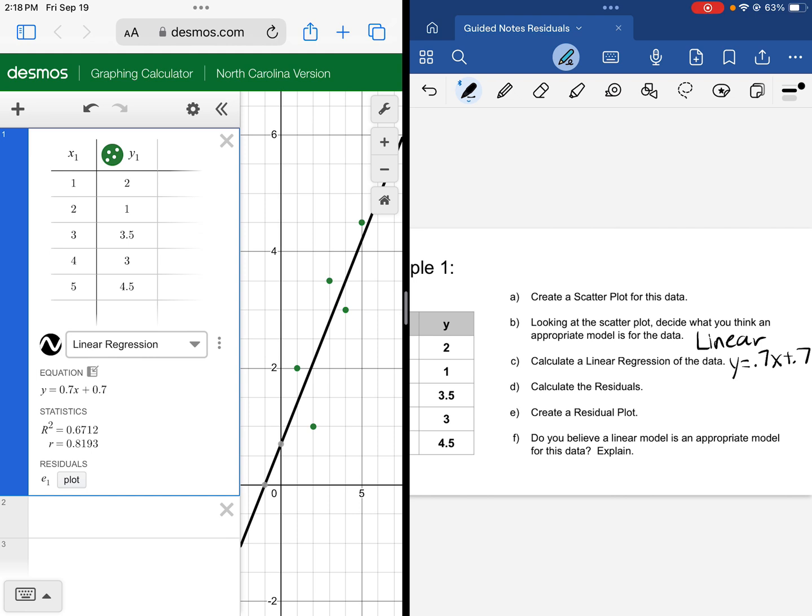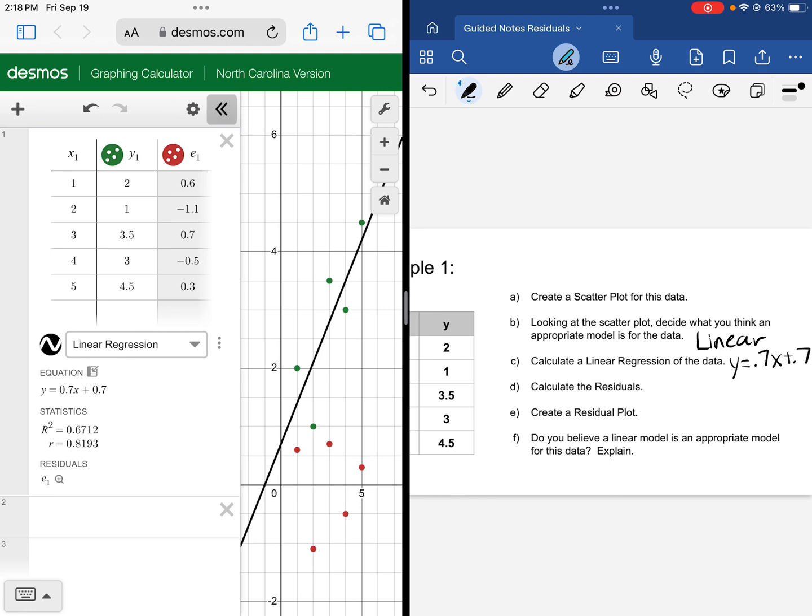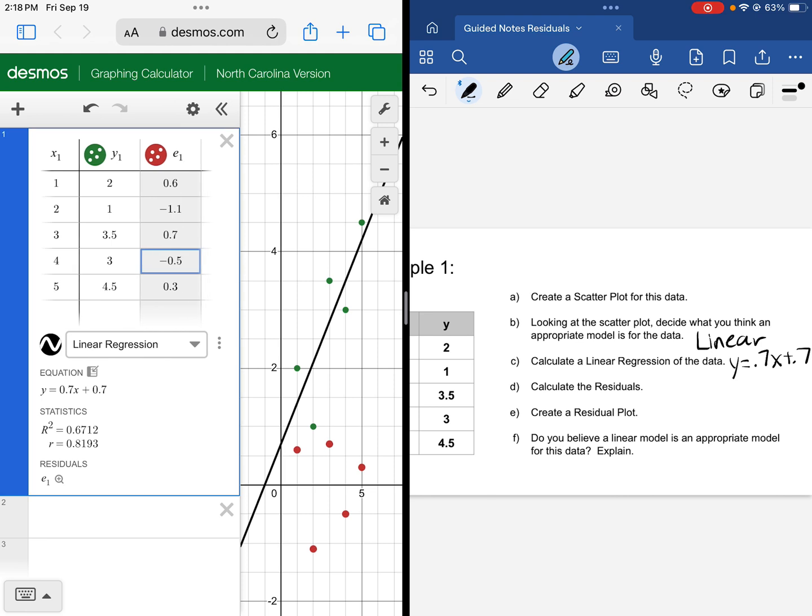Then calculate the residuals. So if you look there on Desmos underneath your r squared and your r, you see the word residuals, and it says E1, and then there's a little gray box that says plot. If you hit that plot button, Desmos will calculate your residuals for you. So in your table here in Desmos, it has now added another column, labeled E1. That is your residual plot. So to answer, calculate the residuals for part D, we just did that.